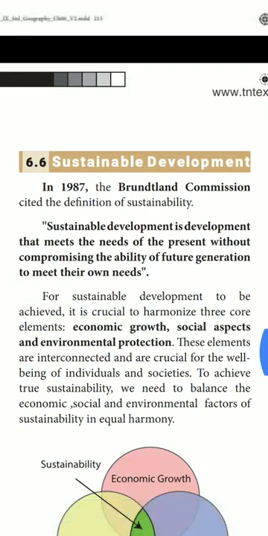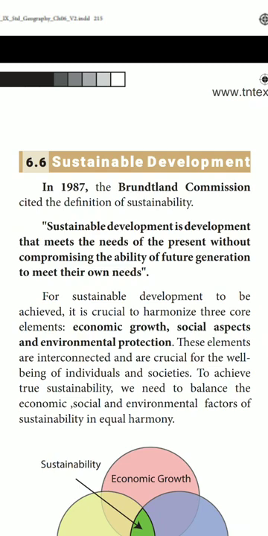For sustainable development to be achieved, it is crucial to harmonize three core elements. What is the meaning of harmonize? That means they join together. What are the three core elements? Economic growth, social aspect, and environmental protection. These are the three core elements for sustainable development.